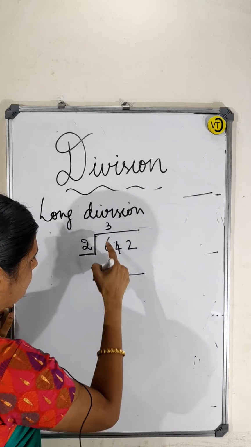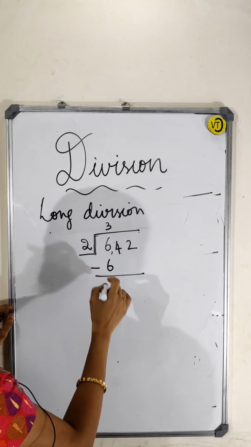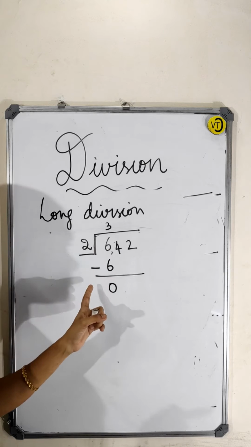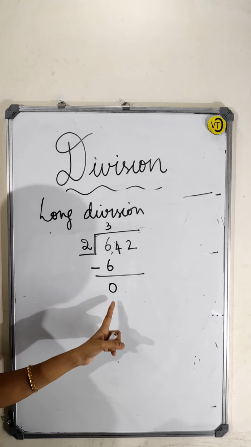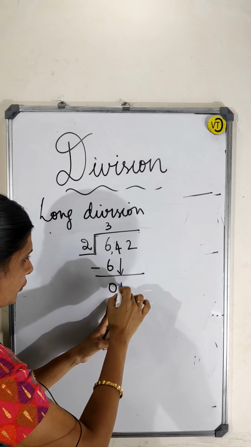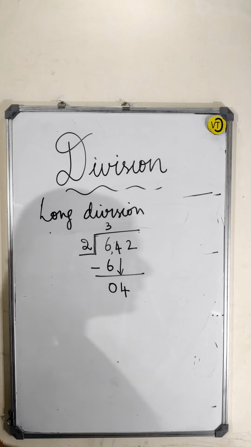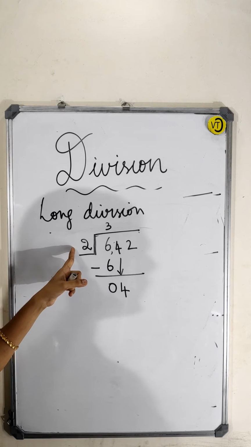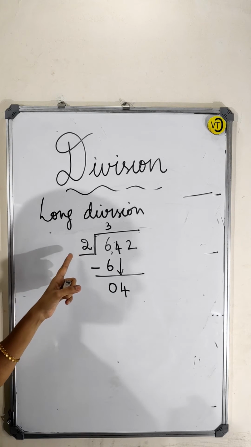So you have to subtract it. 6 minus 6 is 0. Subtract 6 from 6 and write the remainder as 0 here. Now bring down this 4 tens. Divide 4 tens by 2. We know that 2 into 2 is equal to 4.